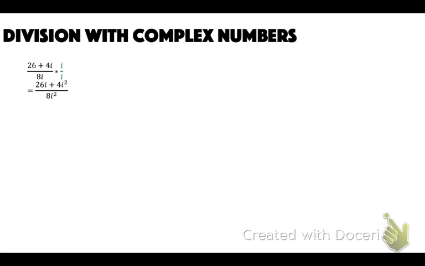So that's going to be 26i plus 4i squared over 8i squared. Well, i squared is negative 1, so that's 26i plus 4 times negative 1 over 8 times negative 1, which is going to be 26i minus 4 over negative 8. Well, I need to do this step. So I don't like this negative in the denominator, so I'm going to multiply everything here.